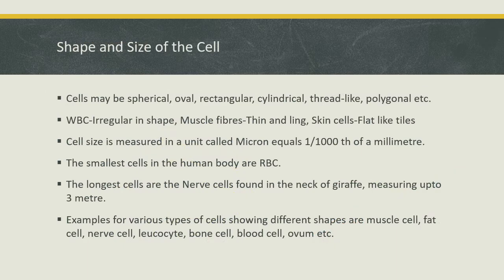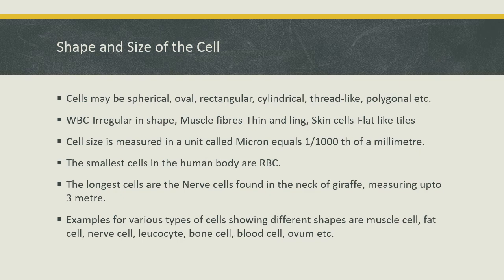What is the shape and size of the cell? Cells occur in different shapes, depending on the type of the cell. Some are irregular in shape, some are thin, and some are flat like tiles. The cell size is measured in a unit called micron. 1 micron is equal to 1 by 1000 of a millimeter.